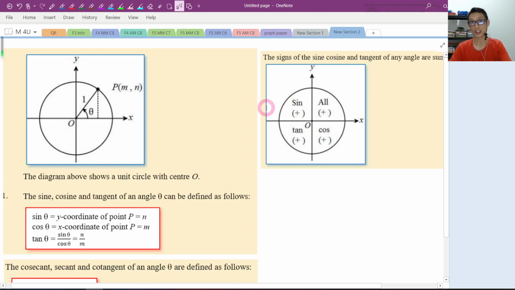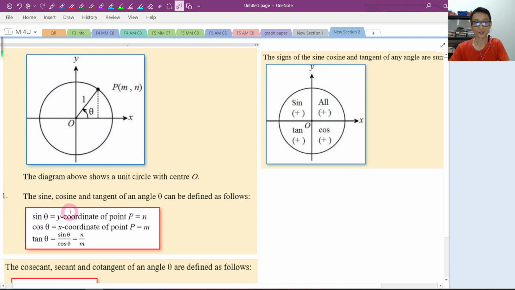If you are given a unit circle, you can determine the value of sine theta, cosine theta, and tangent theta just by looking at the coordinates of this point. A unit circle is a circle with a radius of 1 unit.